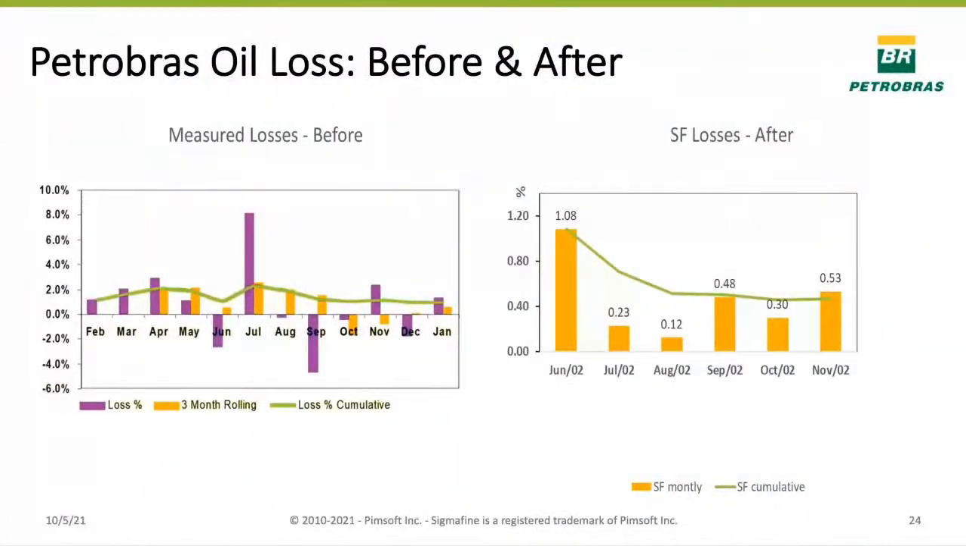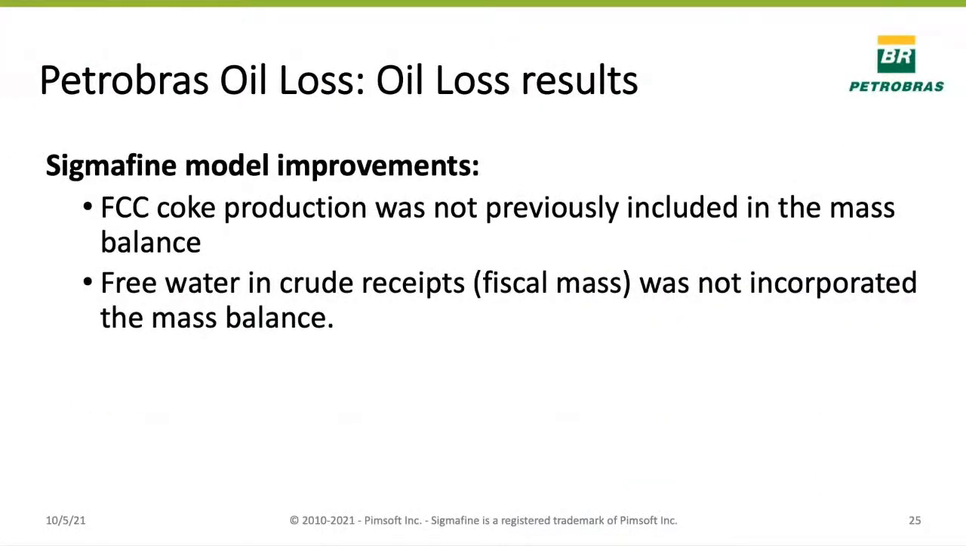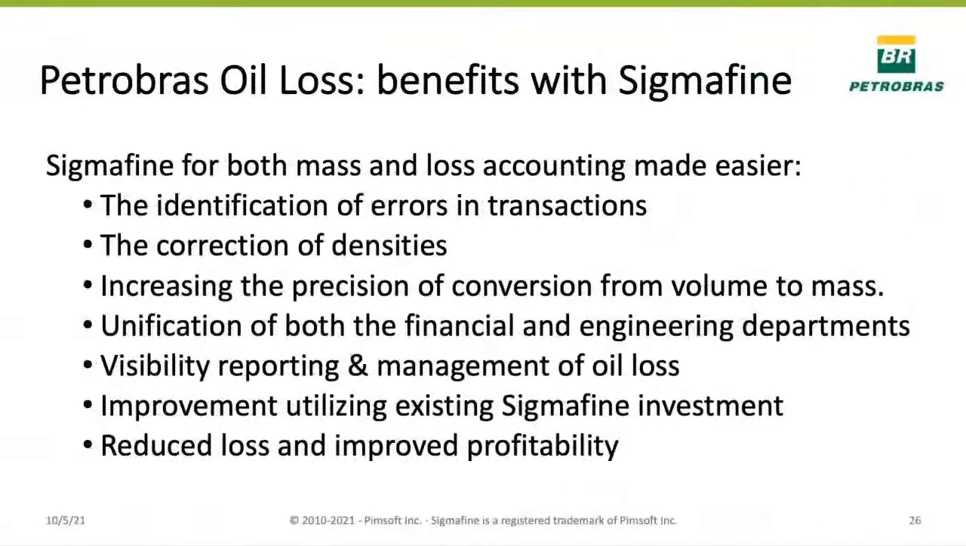Petrobras, after using Sigmafine to support their loss reduction program, was able to reduce losses from above 1% to 0.5%. Some of the improvements dealt with the exclusion of the FCC coke production and with the compensation of free water in crude. Here are some of the main benefits they reported, which cover many of the areas we talked about before, such as density and volume to mass conversion, but also improvements from an organizational point of view.